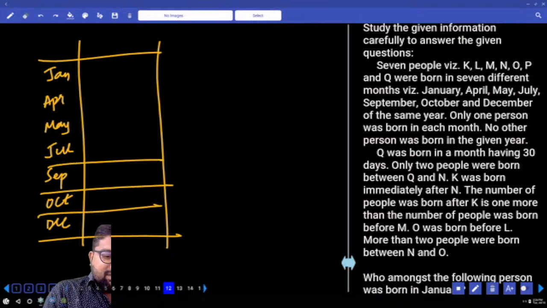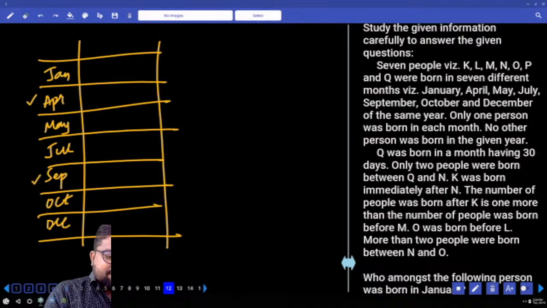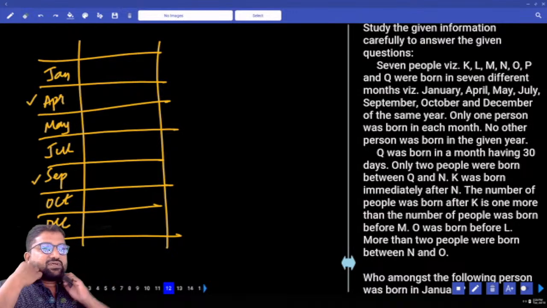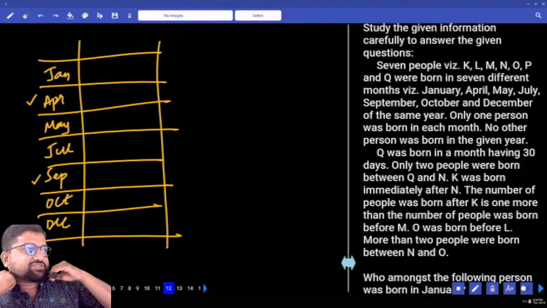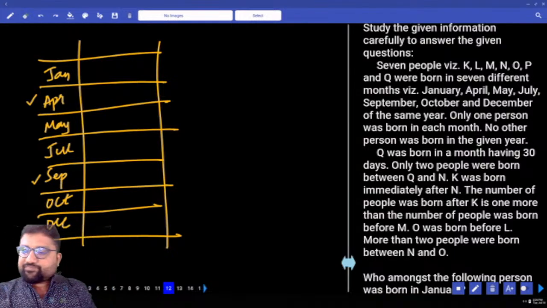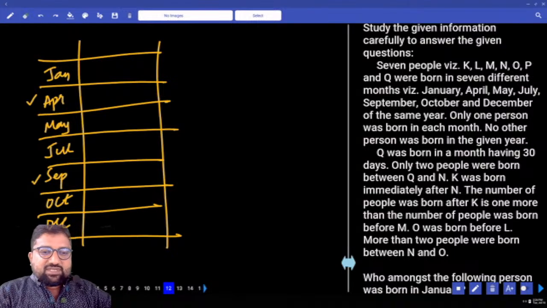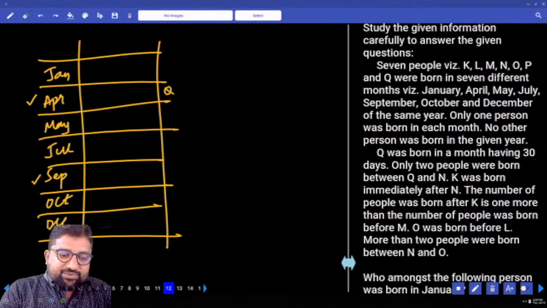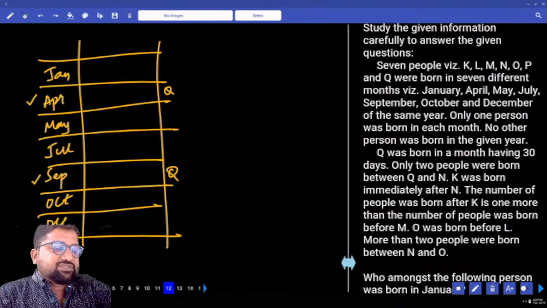But I'll tell you one thing. There are 2 months with 30 days: April and September. So this tick mark indicates those months which have 30 days. What is the first question? Q was born in the month having 30 days. Q. How many possibilities? 2 possible.